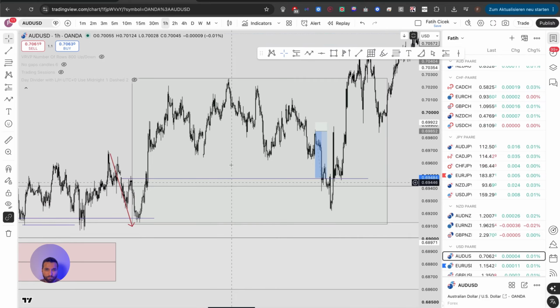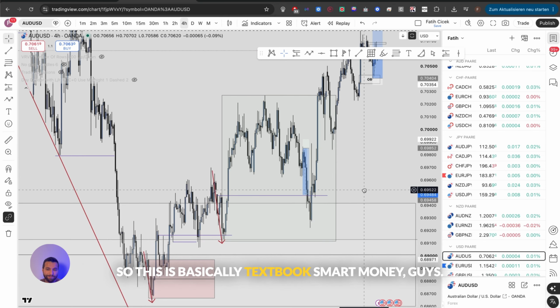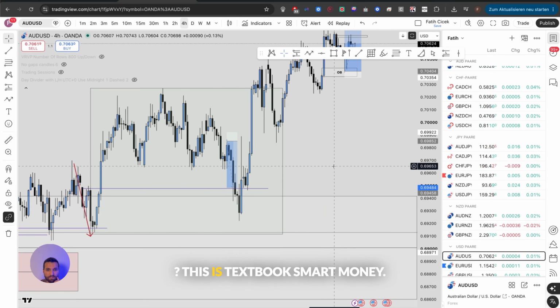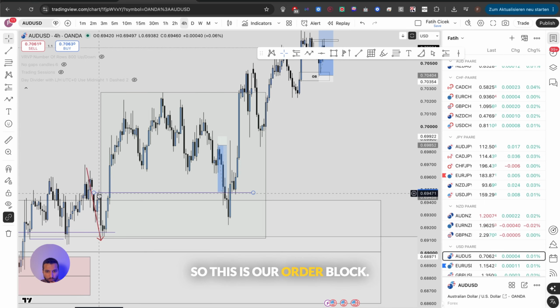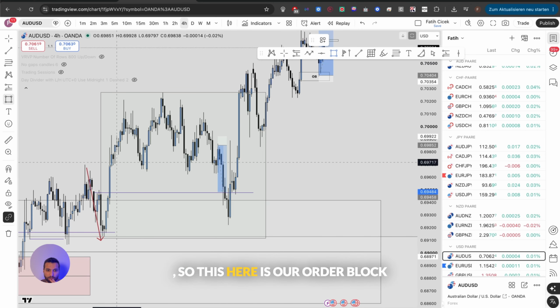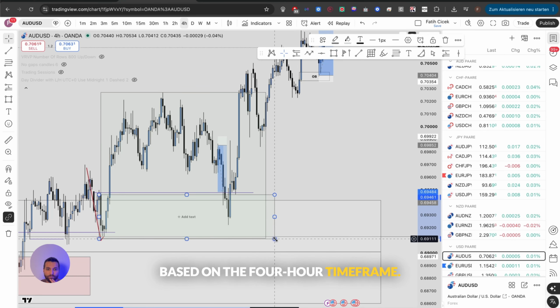Okay. So this is the 4 hour time frame. So this is basically textbook smart money, guys. This is textbook smart money. So this is our order block. So this here is our order block based on the 4 hour time frame.